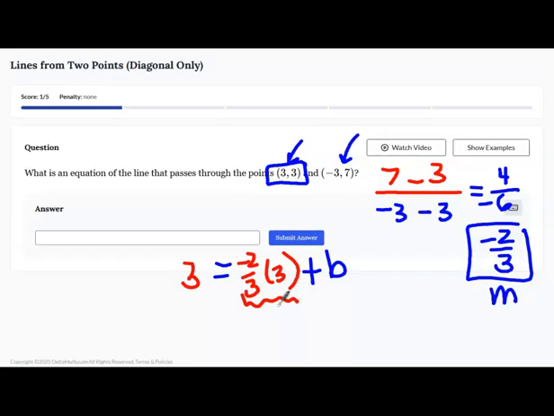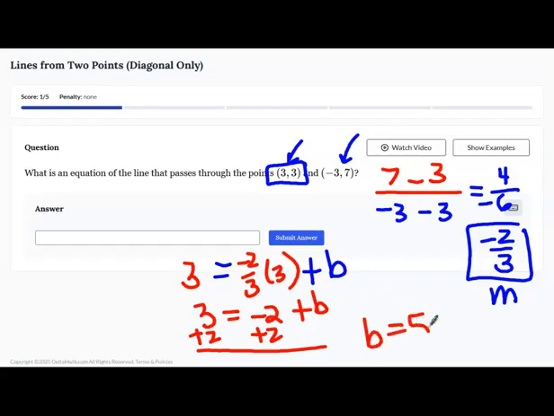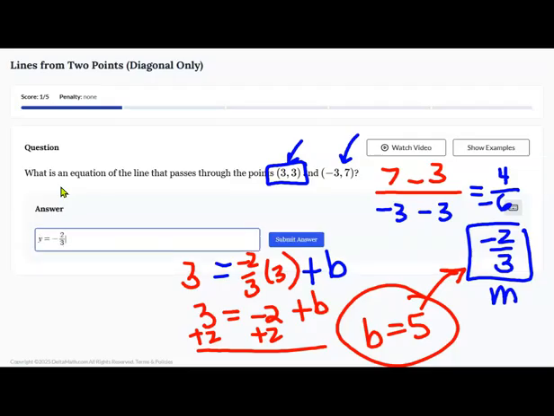I'm going to compute this math here, and then I'm going to solve for b. So b is 5, and the slope is negative 2/3. So if b is 5 and the slope is negative 2/3, my equation will be y equals negative 2/3 with an x on the side and then a plus 5.